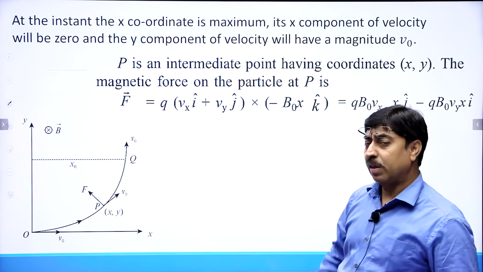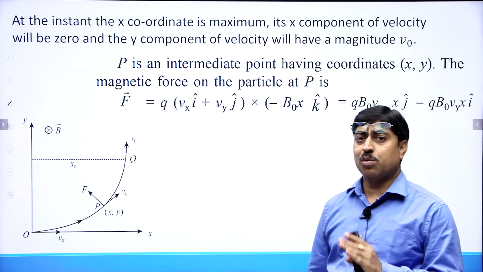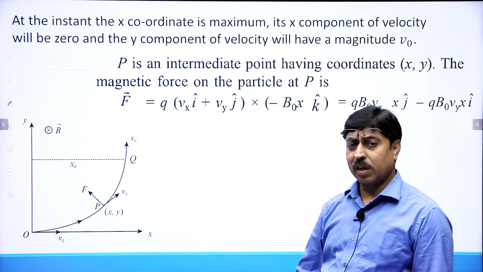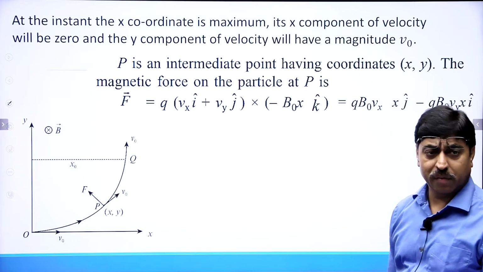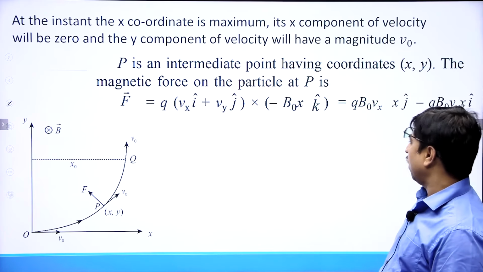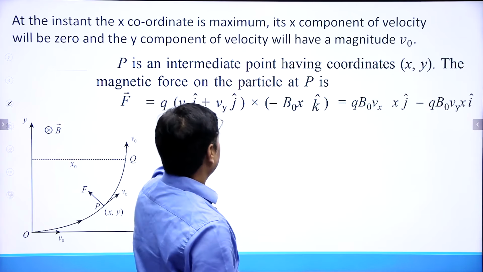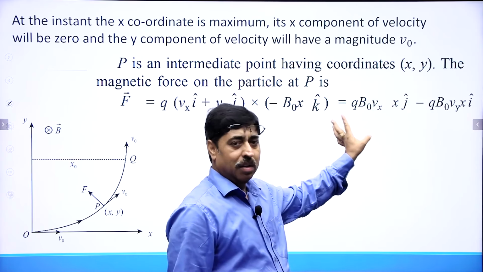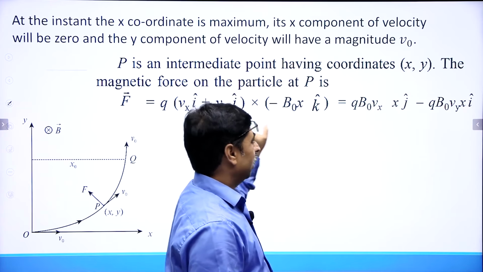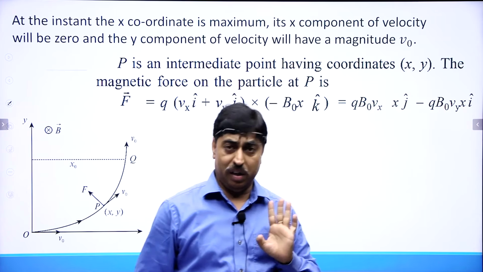Remember, the magnetic field is not constant, it is changing with the x coordinate. So if the coordinate of the particle is x, this is the strength of the magnetic field. If you do the necessary cross product, I think all of you can do it. You have to do it like this, i cross k, then j cross k, you will get two terms. If you do the necessary cross product, this is what you get.